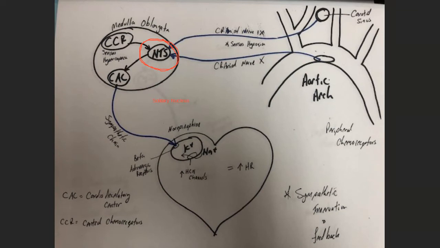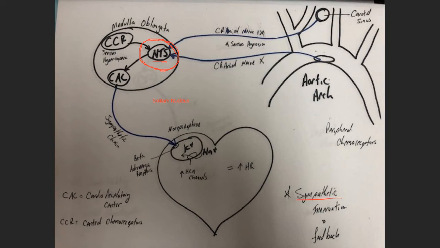Nucleus tractus solitarius, or the solitary nucleus. That's going to be the part of the brainstem that will be collecting information from these central and peripheral chemoreceptors. Then the nucleus tractus solitarius will recruit another portion of the medulla to either speed the heart up or slow it down. In this case, we're talking about the sympathetics. We're looking at speeding the heart rate up.